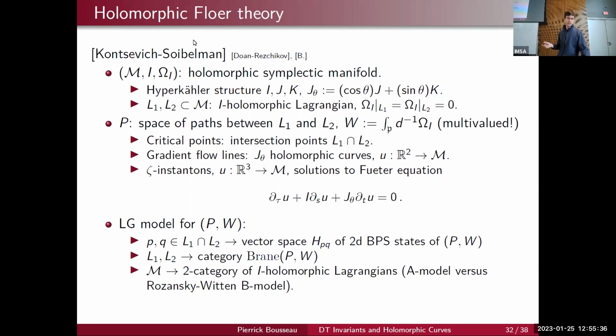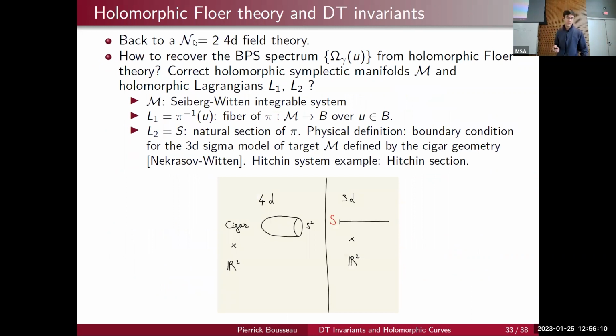And out of all of this data, given two intersection points P and Q, you should be able to attach a vector space H_PQ. This is a bit different from usual Floer theory, where if you have two intersection points P and Q, you only get a number by counting the strips, and then you use these numbers. But here, if everything is one categorical level up, you should be able to attach a vector space to a pair of intersection points.